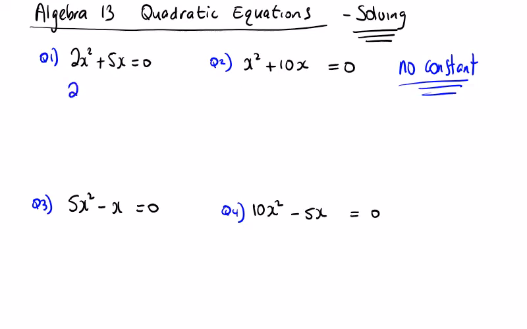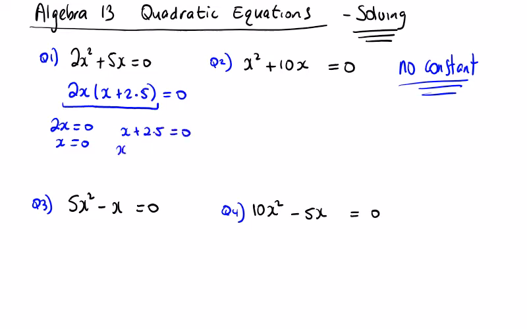So if we take out 2x, or we could divide by 2, 2x is going to leave x squared, just x, so 2x times (x plus 2.5) is equal to 0. So for this equation to be equal to 0, one of the terms has to be 0. So we can say 2x is 0, which would give me the 0 solution, or x plus 2.5 is equal to 0. So x is equal to minus 2.5. So these are my two solutions.